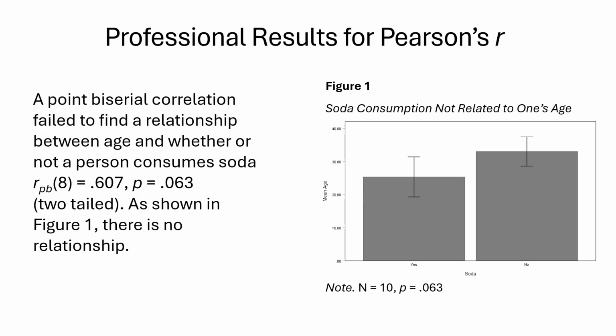Now on the other panel, we have the professional write-up following professional conventions. So we have the statistical notation within the sentence. It says a point biserial correlation failed to find a relationship between age and whether or not a person consumes soda. r_pb(8) equals 0.607, p equals 0.063, two-tailed. As shown in Figure 1, there is no relationship. The "as shown in Figure 1" is considered a call out, and so that is also modeled for you in this presentation in APA style.